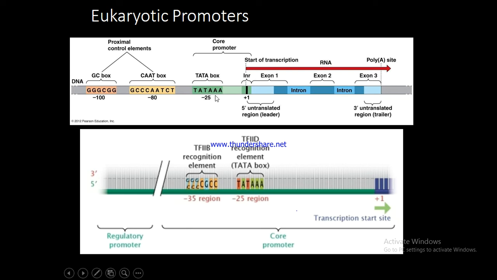Upstream of this +1 site, the TATA box is present at -25. Likewise, there is the Pribnow box. Here the TATA box is present at -25, and this TATA box and the +1 region form the core promoter.